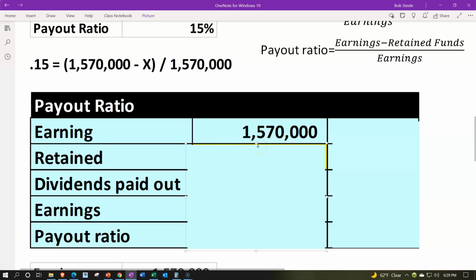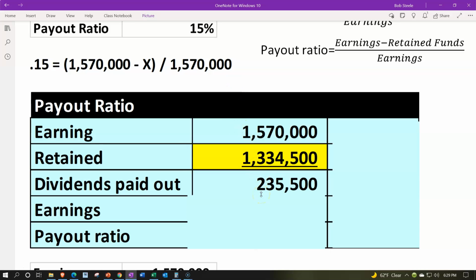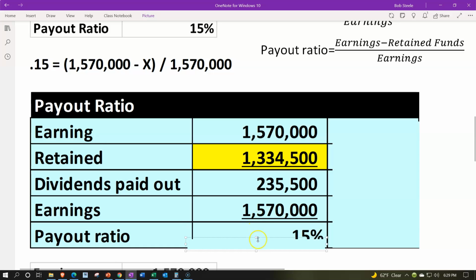And then plug in what you know, which is going to be the 1,570,000. We know that. We don't know the amount that's retained, and we wouldn't then know the amount of dividends to be paid out yet. And we do know the earnings down here, and we do know the 15% at the bottom. So then we can back into this number. This number would be the unknown, right?